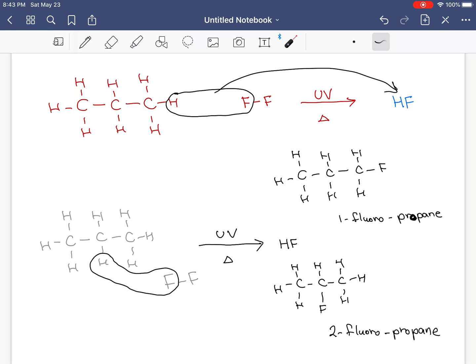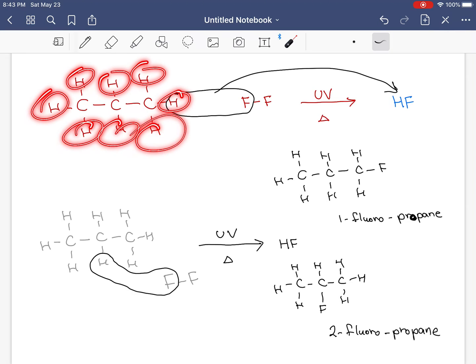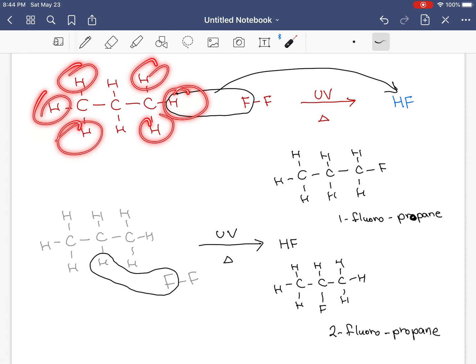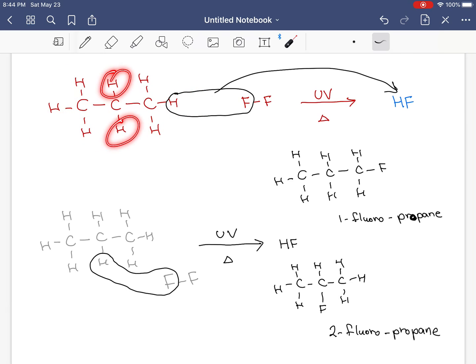Okay? So it's not as simple as this H is the one that is always going to be substituted. No. Any of these H can be substituted. Okay? And for an example like propane, there's two hotspots. These or these. Okay? As the hydrocarbon gets longer and bigger, you're just going to have more and more products.